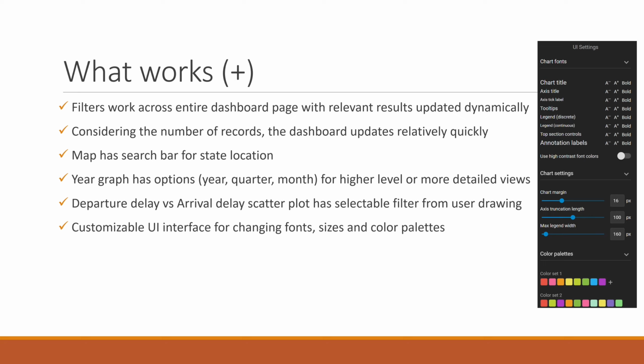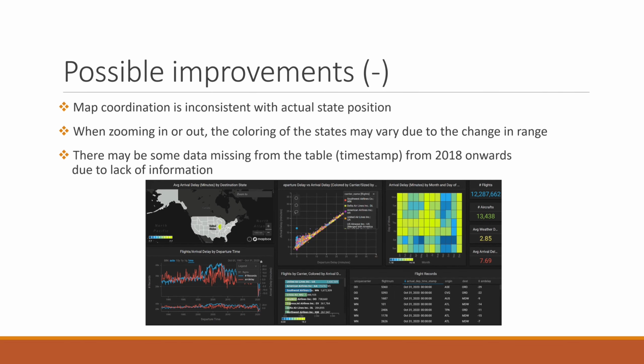The year graphs also have additional options such as filtering by the year, quarter, and month for higher level or more detailed views. The departure delay versus the arrival delay scatter plot also has selectable filters for user drawing, such as by drawing a circle or by selecting with the mouse. Also, there is a customizable user interface for changing the fonts, sizes, and the color palettes of the entire application. From here, we can see that there are certain improvements that could be made in the future.